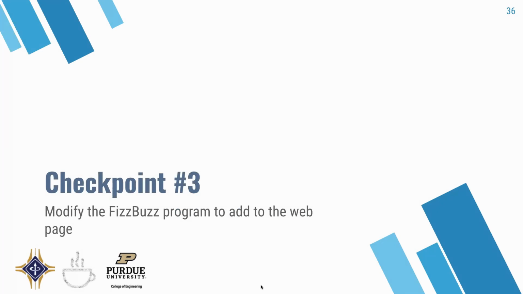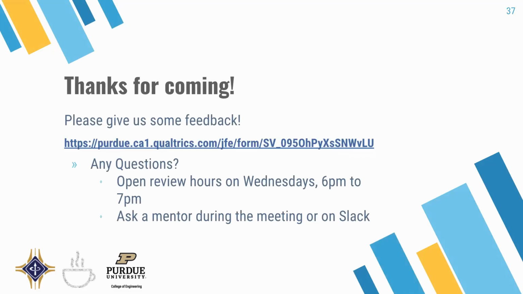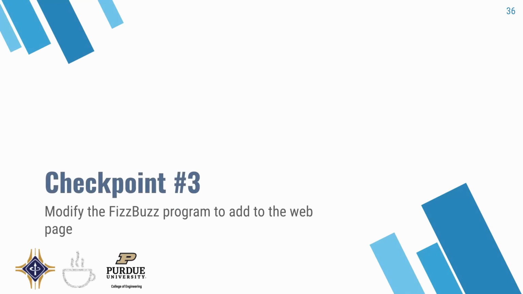All right, so moving on to checkpoint number 3. And that's going to be modify the FizzBuzz program to add to the web page. So what basically you want to think is you have your FizzBuzz program from checkpoint number 1. Now think about, as it prints the numbers, how can you get it to also add or modify the web page? And that's sort of what we just talked about, responsiveness, changing the web page. It doesn't have to be super complicated, but just think about ways in which you can style it and modify it so it does that.